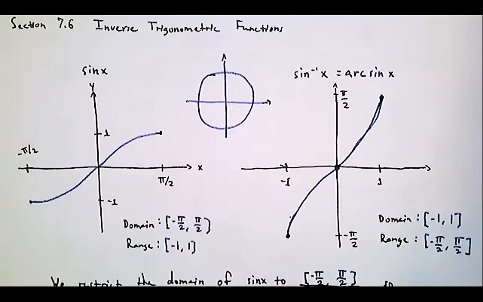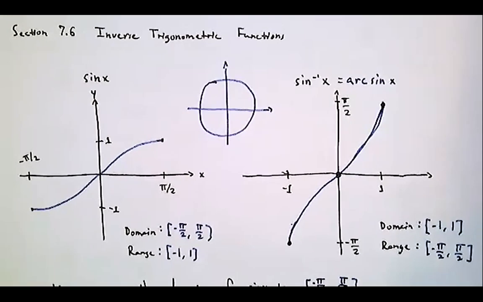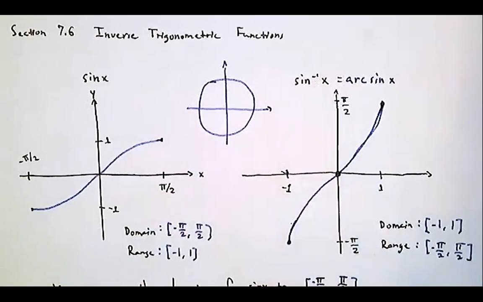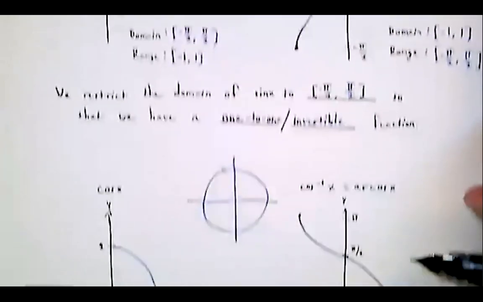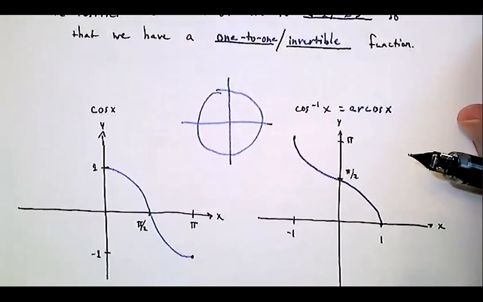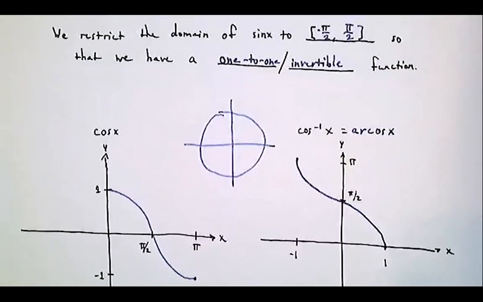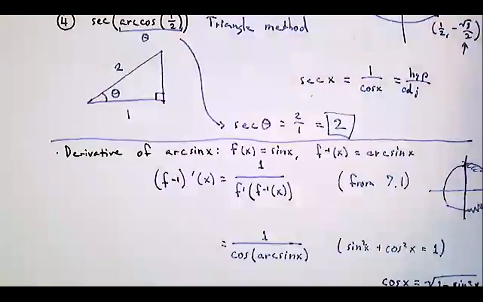Okay, so we're still working on section 7.6. We're talking about inverse trig functions. At this point, we've met, I think, 3 of them. We've met the inverse of sine and the inverse of cosine. Don't want to spend too much time talking about these today, since we've already seen them.